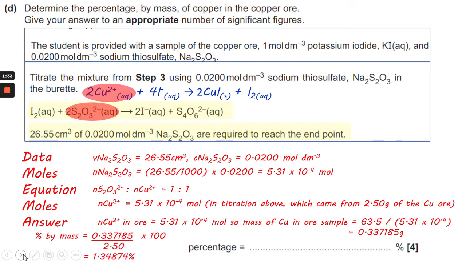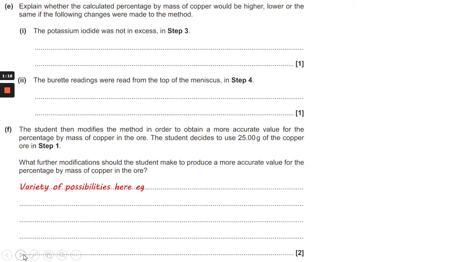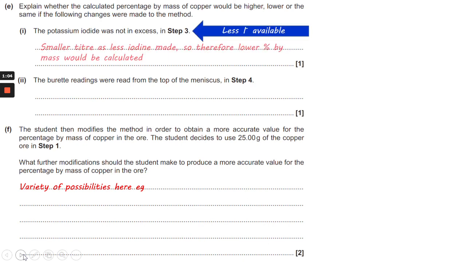0.33785, and dividing that by 2.50 and multiplying by 100, we get 1.34874. Now everything is in significant figures here, so the least sensitive number of sig figs is 3, so therefore we go for 1.35. Now, finally, it asks you to explain whether the calculated percentage by mass of copper would be higher or lower, or the same. So if the potassium iodide is not in excess, there's less I- available, so you have a smaller titre as there's less iodine made, so you'll get a lower percentage by mass calculated.